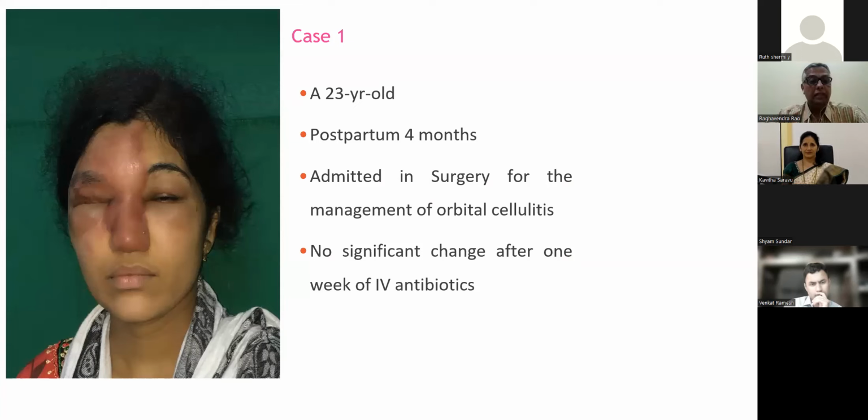She was treated with IV antibiotic for 1 week, and there was absolutely no change in the skin reaction or erythema or skin inflammation over the face. Then a consultation was given to us to be examined, and we concluded that this is borderline tuberculoid leprosy with type 1 lepra reaction. We started her on treatment with NB-MDT and tapering doses of steroids.